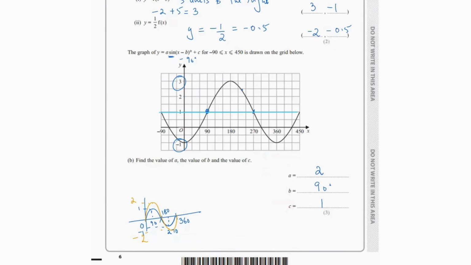All of the angles have moved 90 degrees to the right hand side. So B is going to be 90. It's the same thing as the other graphs. It's just that the equation is slightly different because it's a trig equation. So kids tend to get confused. But if you know your transformation of graphs, this is not that difficult.